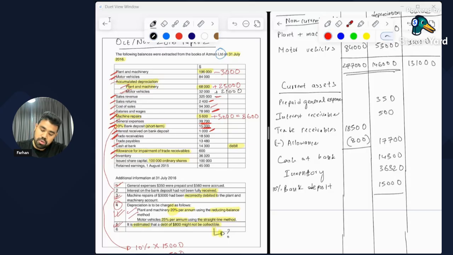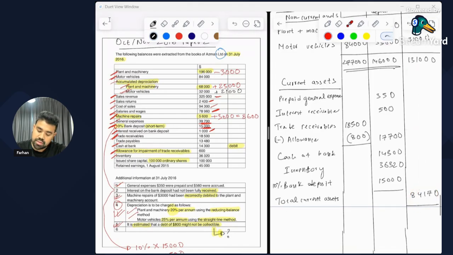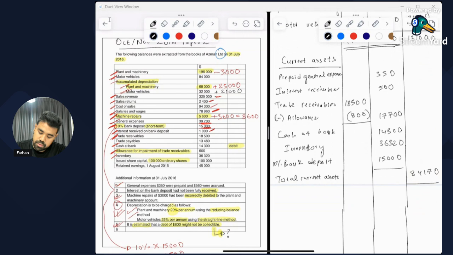All right. So let's add everything again. And when you add that, you should get 84,170 as the total current assets. Okay. So total current assets, 84,170. And what we're going to do is add the total of current assets with the total of non-current assets, okay? And whatever we get is the total assets.